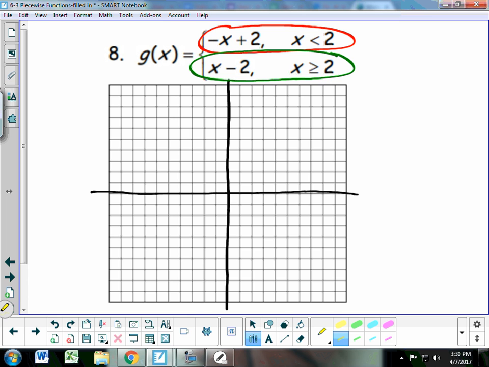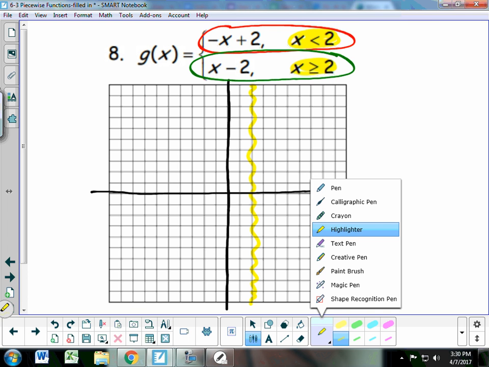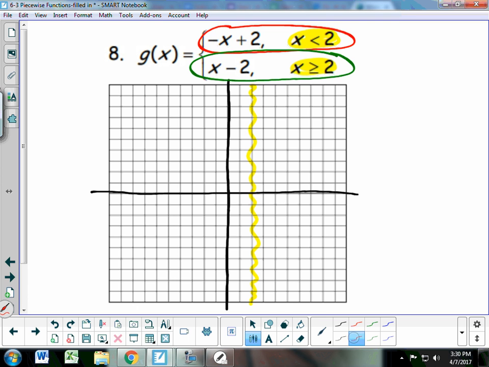Something special is happening at 2, right? Because we only graph the red equation when x is less than 2, and we only graph the green equation when x is greater than or equal to 2. So something special is happening at x equals 2. Okay, so I'm going to make a little mark there. We'll probably be erasing that, so make sure you're using pencil, because that's not actually part of the graph. Remember, that's just a helper.